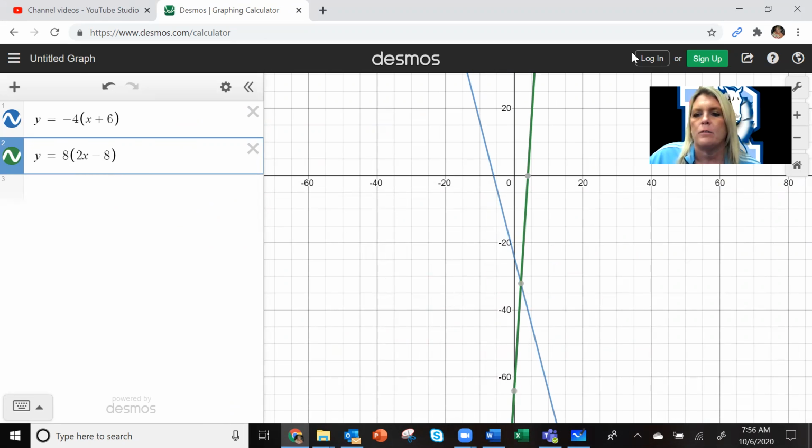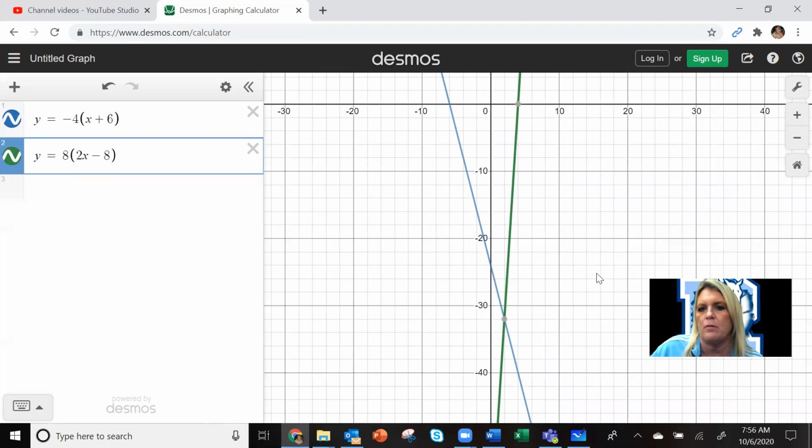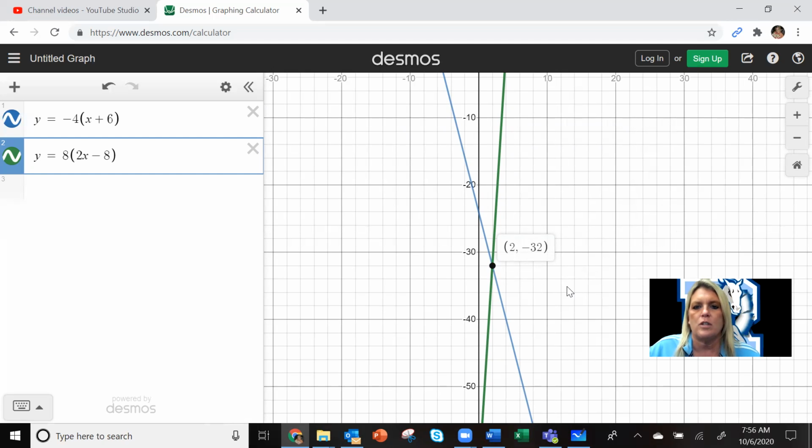Now, you're looking to see where the two lines intersect. You can do plus or minus to zoom in and zoom out. You can click and drag them around. Right here looks like where the two lines intersect. I'm going to click on where the two lines are, and it will give me an ordered pair showing me where the two lines intersect. So the answer is 2 and -32 where they intersect.